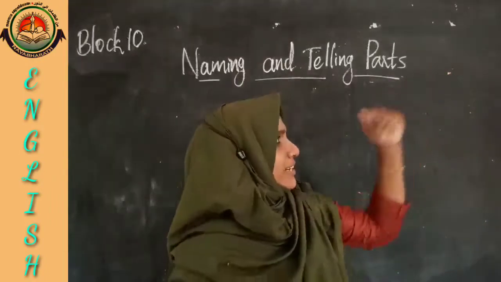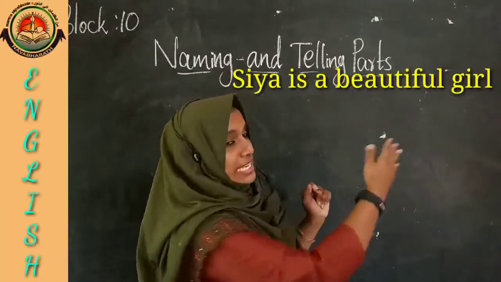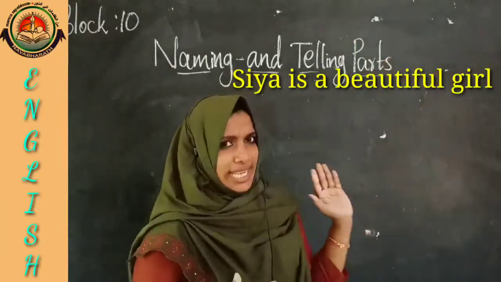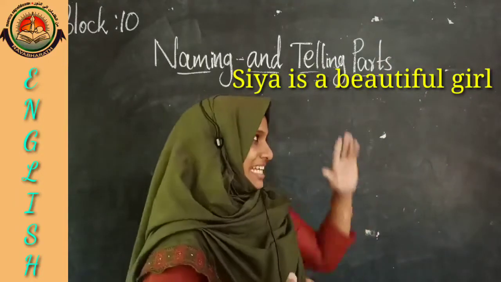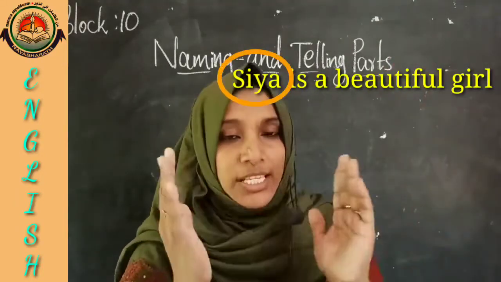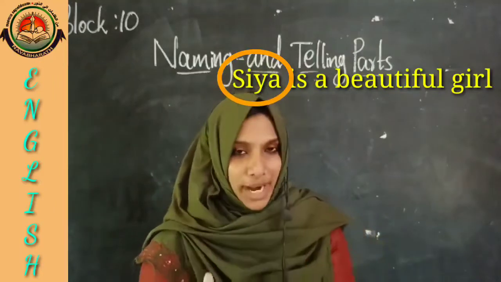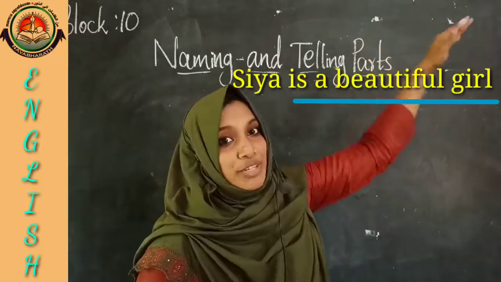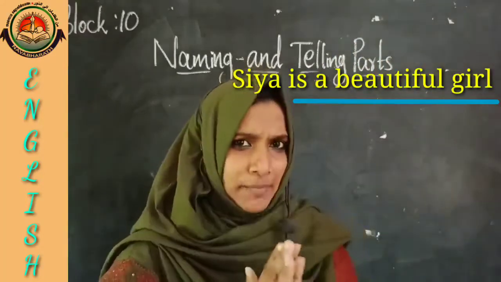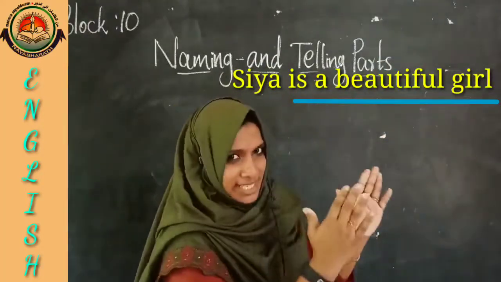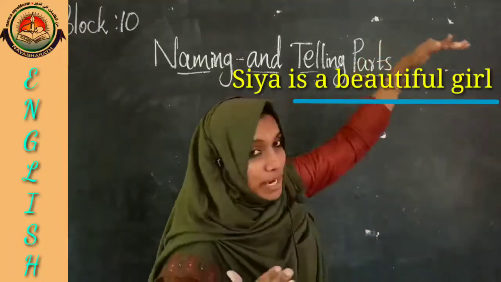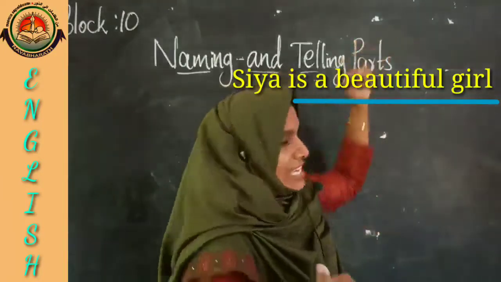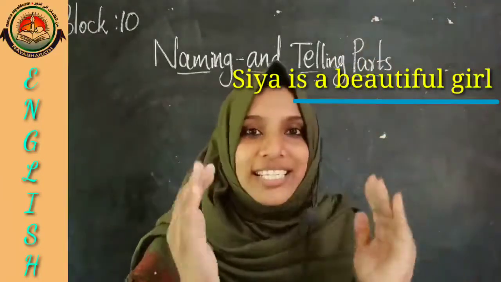Now look at here. Sia is a beautiful girl. So here what is the naming word in this sentence? Right, Sia. Sia is a naming word. So it is a naming part. Then what about its remaining part? "Is a beautiful girl." It is telling something about Sia. Means this remaining part is giving some information about Sia. This is called a telling part.